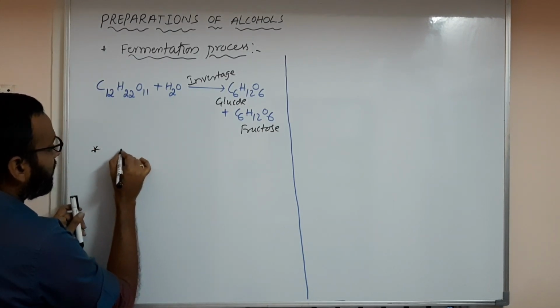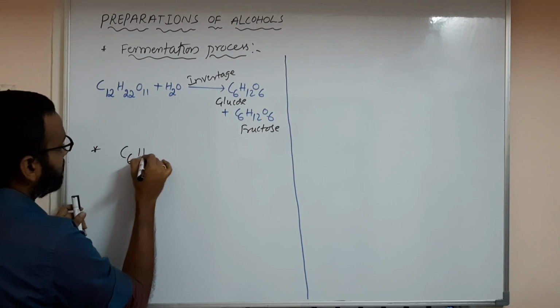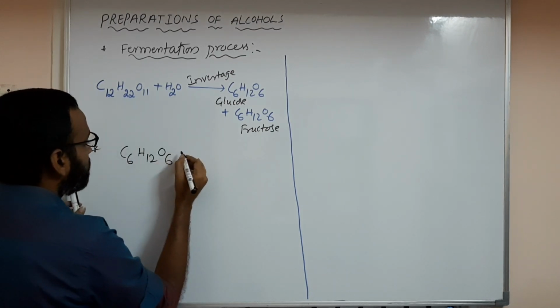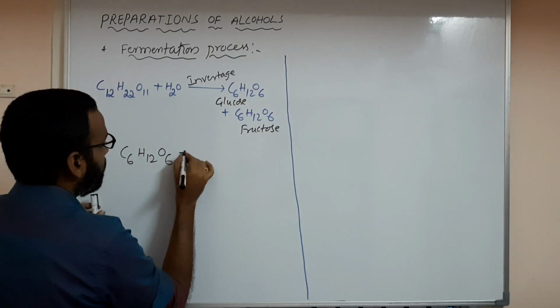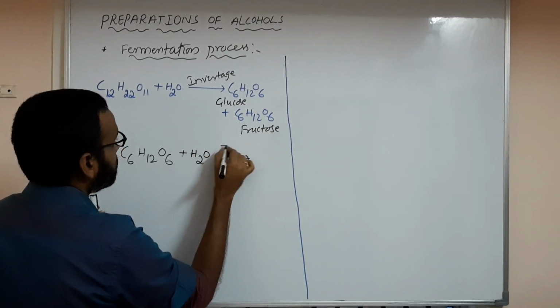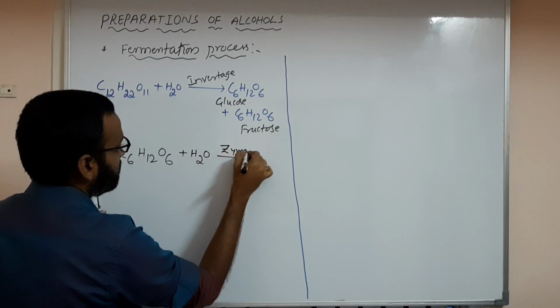Next, what happened, this glucose C6H12O6. Now when you are using water, what happens in the presence of zymase?